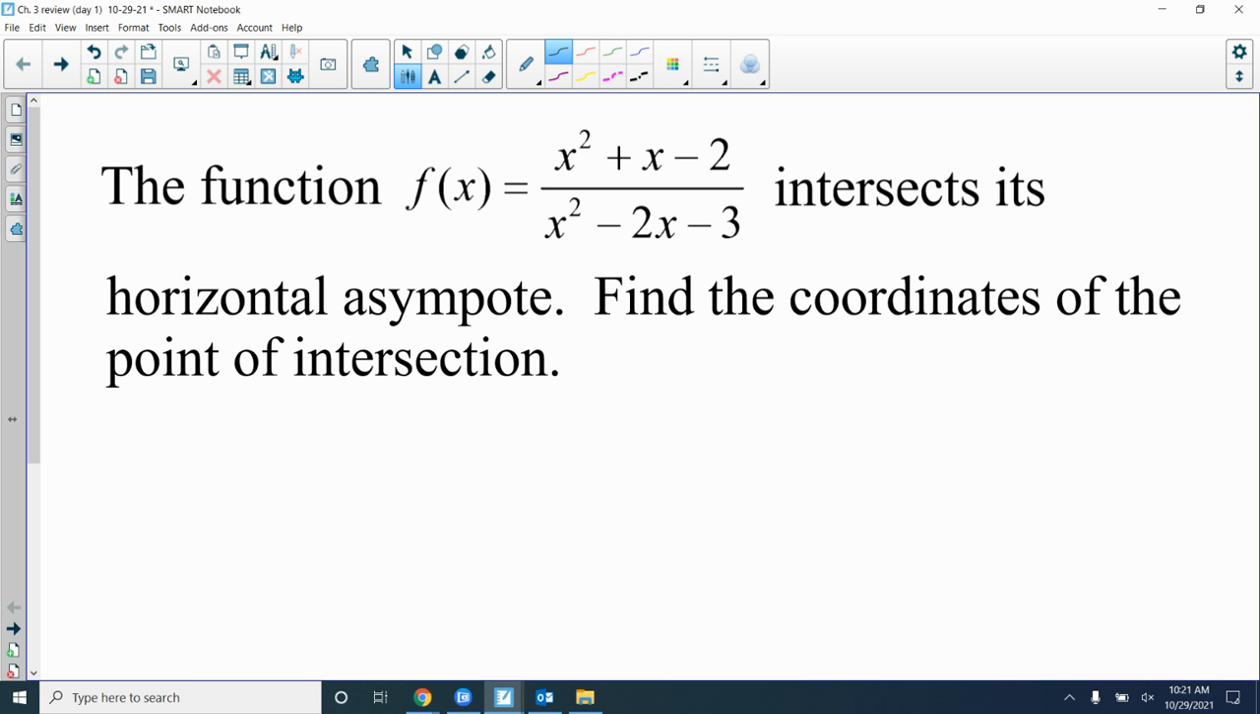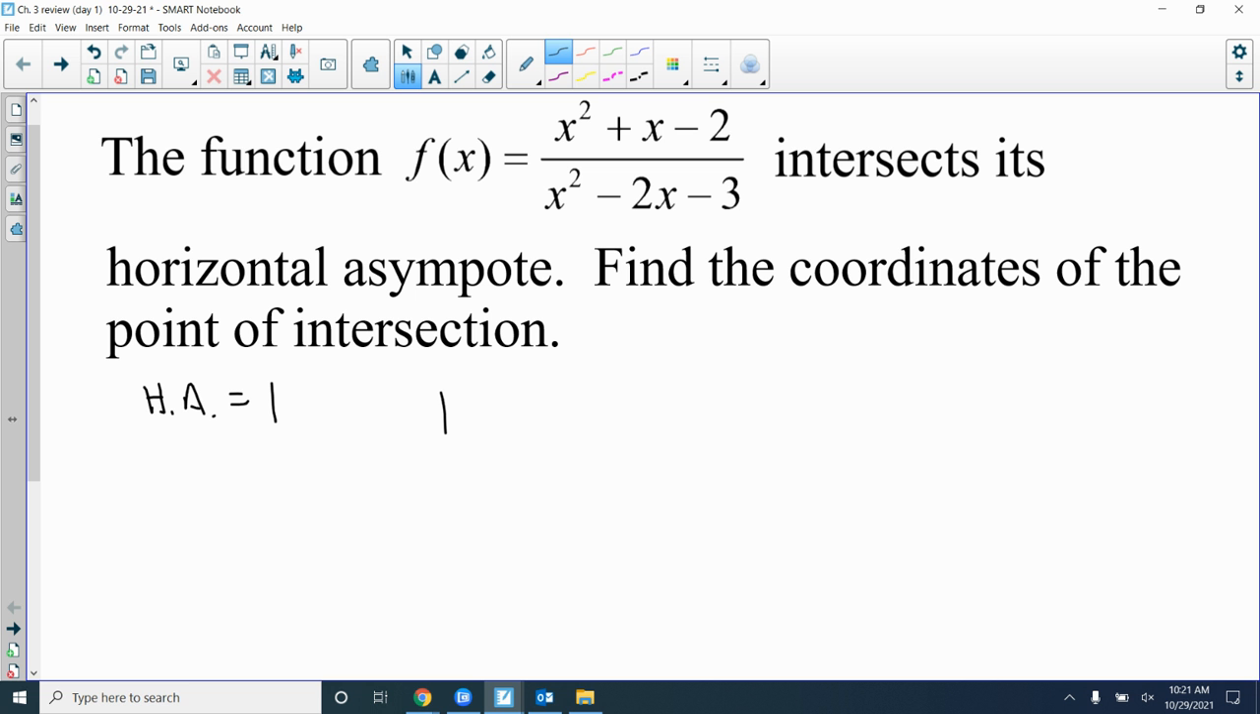So looking at here, they got the same degree. Take a look at your coefficients. The horizontal asymptote equals 1. That will be the y value. So it's going to cross at 1. We need to find the x value where that happens. So let y or f of x equal 1.